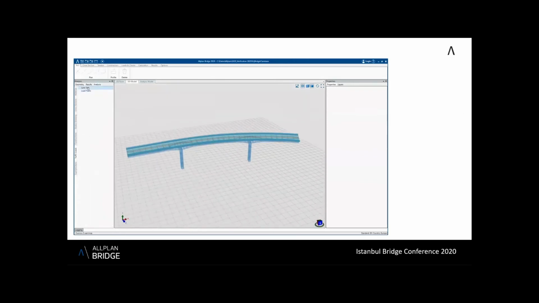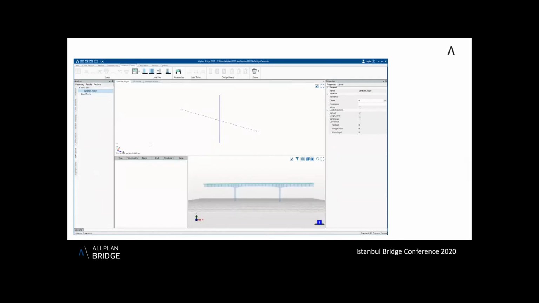This is what I was actually explaining in the last three slides. We see now in this video how easy it is to define the traffic load interactively in 3D. So to define the lane sets interactively on the bridge, at the first point, the generic approach is demonstrated, which is code independent and can be applied to any code.